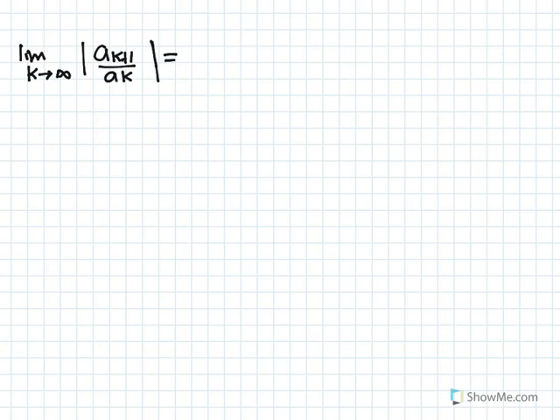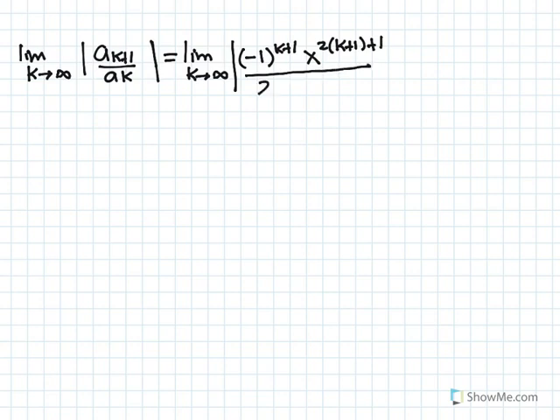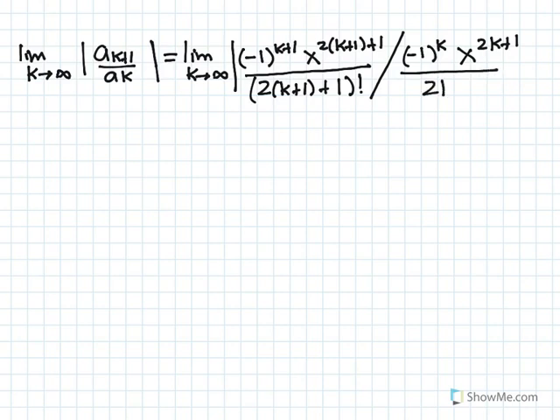This is equal to limit k approaches infinity, absolute value of -1 to the power of k plus 1, x to the power of 2 times k plus 1, increase the value of k by 1, plus 1, divided by 2 times k plus 1, plus 1, all factorial, all divided by a sub k, which is -1 to the power of k, x to the power of 2k plus 1, divided by 2k plus 1 factorial.